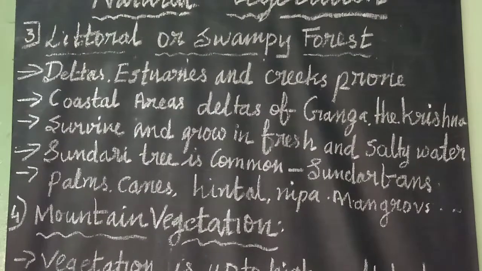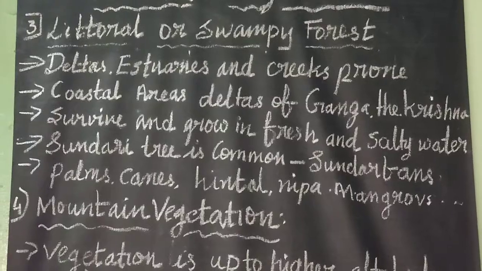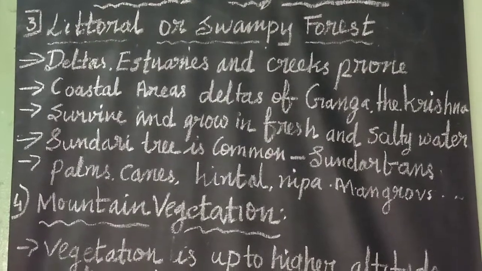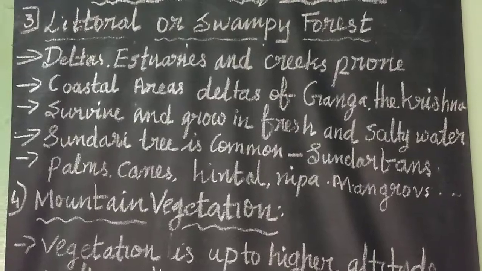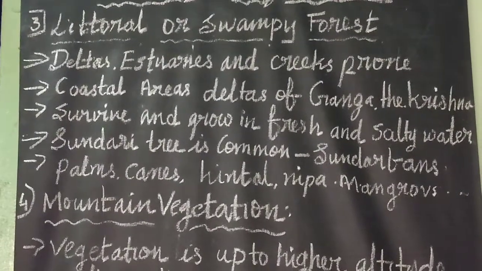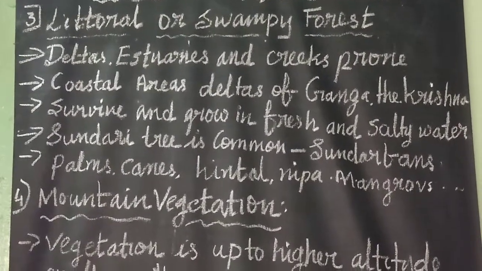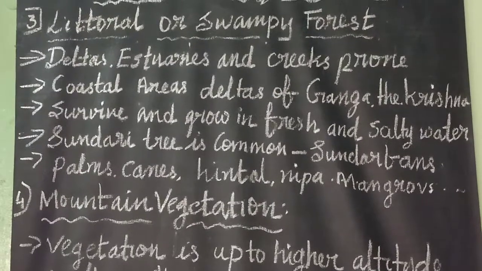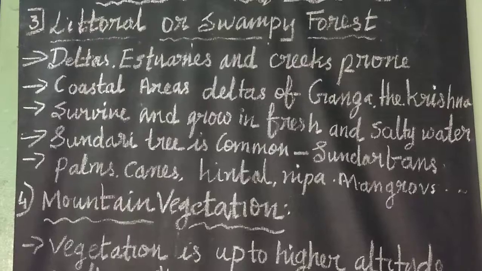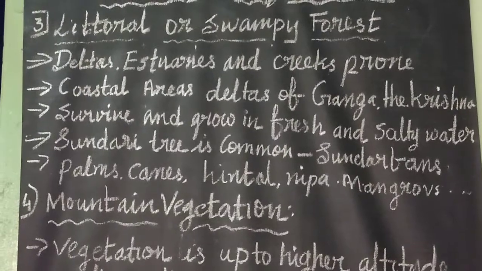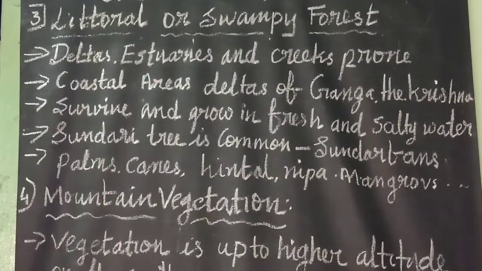The other most important species are Sundari, Agar, Nipa, pines, canes, palms, and hindle. These are the most important species that form this forest.